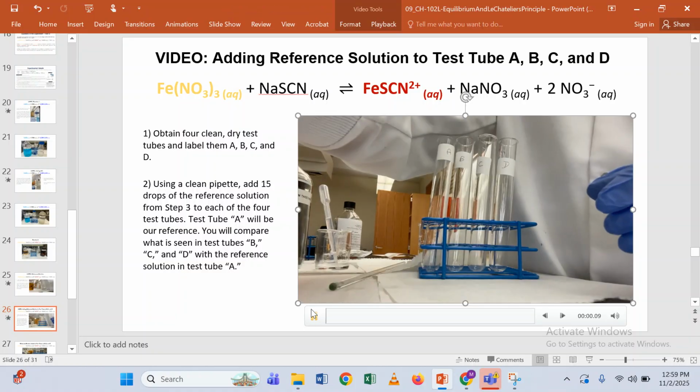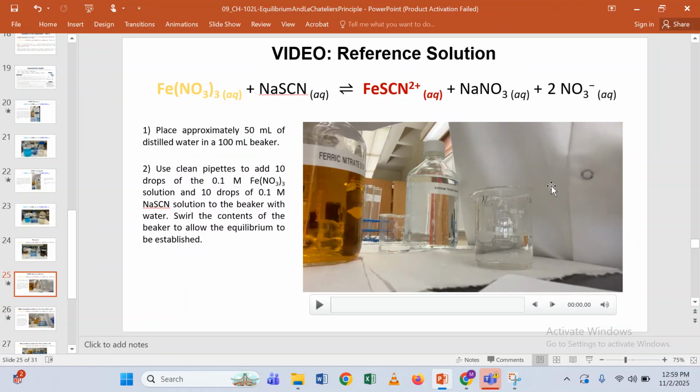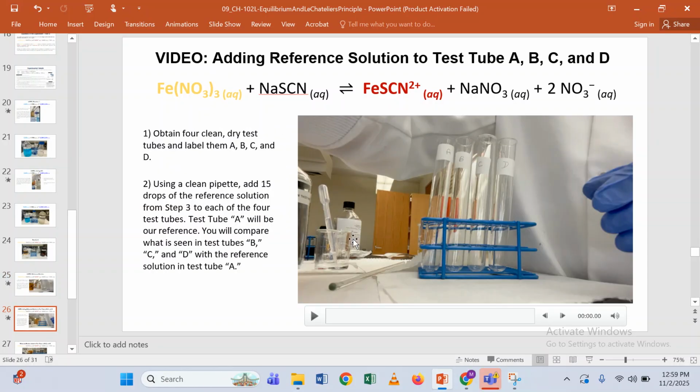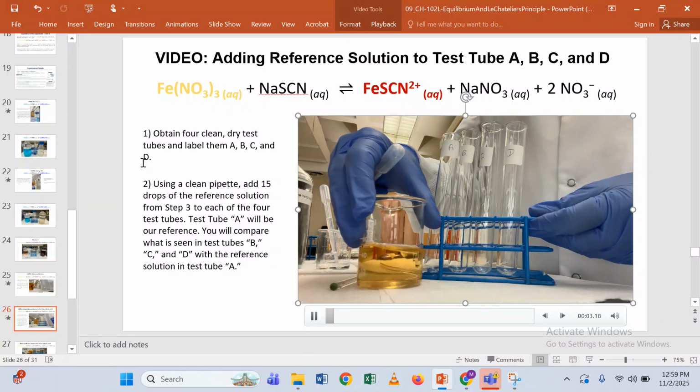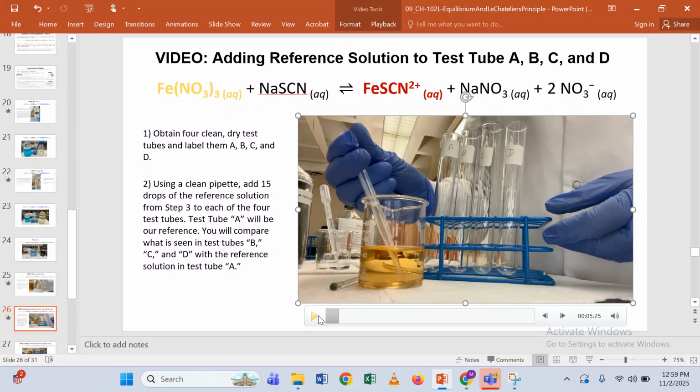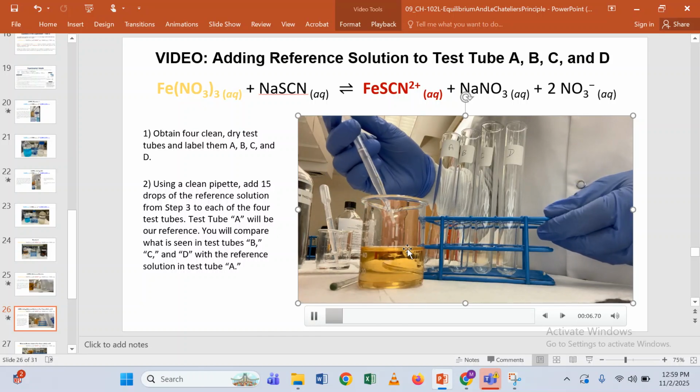Now this here we're just creating the FeNO3 solution, but you did see some red. But here is the actual experiment. We're gonna have 4 test tubes, A, B, C, D. Now this was the stock. It is yellow and you can see a bit reddish, but it's mainly yellow because this is our stock, and we're gonna do the experiment now.